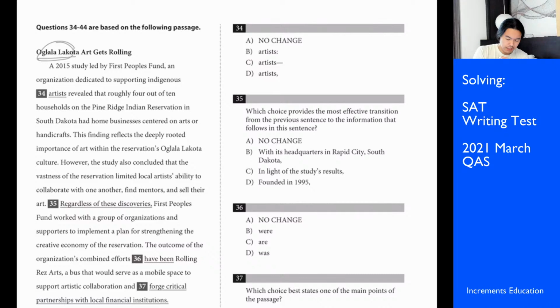Oh, this is like a nation, an Indian nation. The art gets rolling, so it's trending up, right? So, comma, there has to be a comma. It's in a positive over here. Okay.